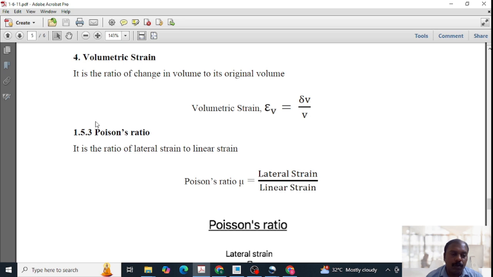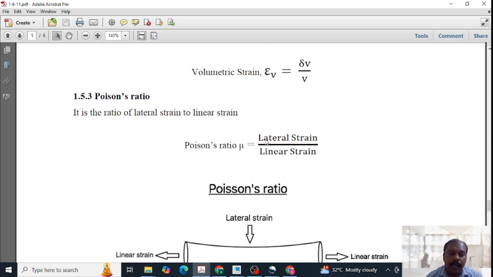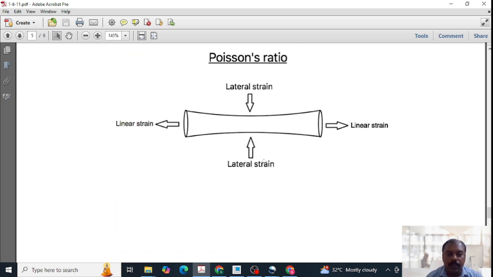And there is one more concept called Poisson's ratio. Poisson's ratio is the ratio of the lateral strain to the linear strain. Lateral strain is happening in the lateral axis and linear strain is happening in the longitudinal axis. This is the Poisson's ratio.